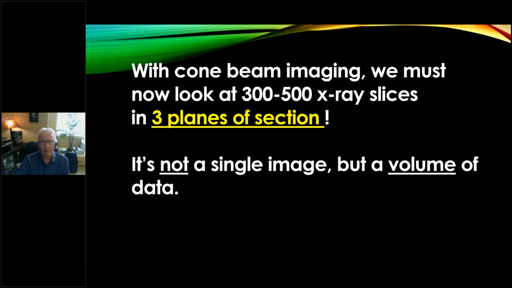So these are nice images. We also see cephalometrics from the side as well. But with cone beam, now we're looking at a whole bunch of slices. Those of you who own machines know what I'm talking about. There are axial, sagittal, and coronal planes of section that you have to look at in their entirety in order not to miss anything. We've been through in other webinars how you review your volume. So it's not a single image, but a volume of data. It's stacks of images, 300 to 500 slices in 3 planes of section. They're called TIFF images.